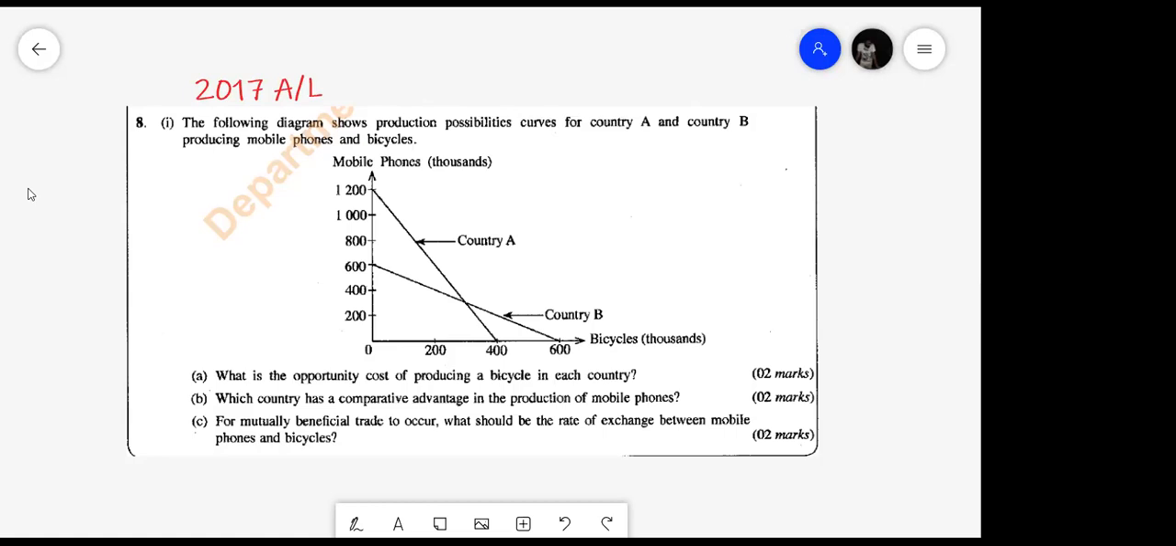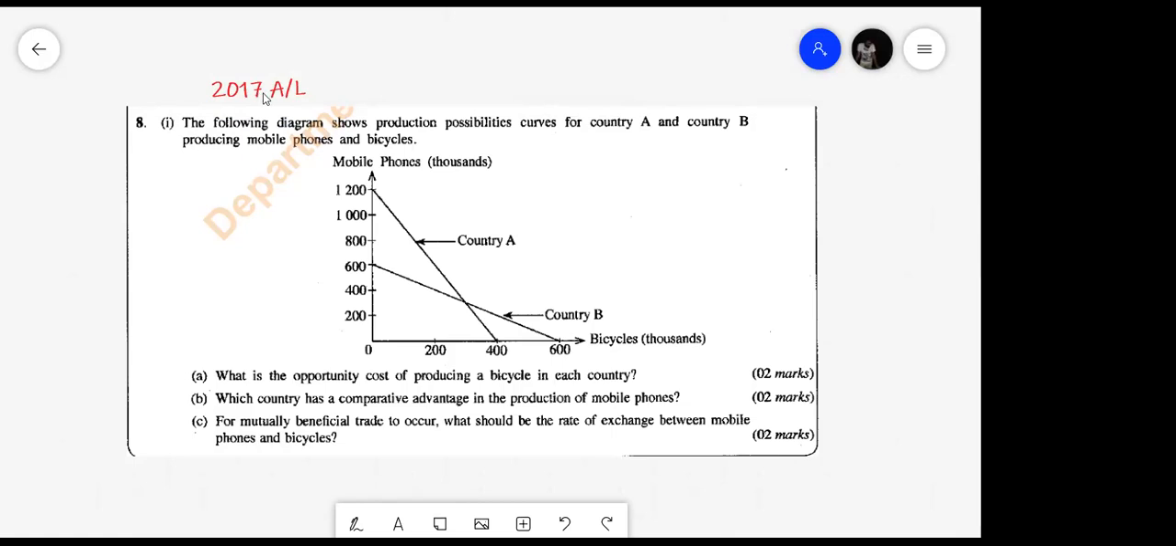Okay, so I'm not going to waste any more time. We'll get directly into this. These questions are pretty much easy as well, right? So there is nothing big to worry about. So we'll start with question number 8 of the 2017 A-level paper.